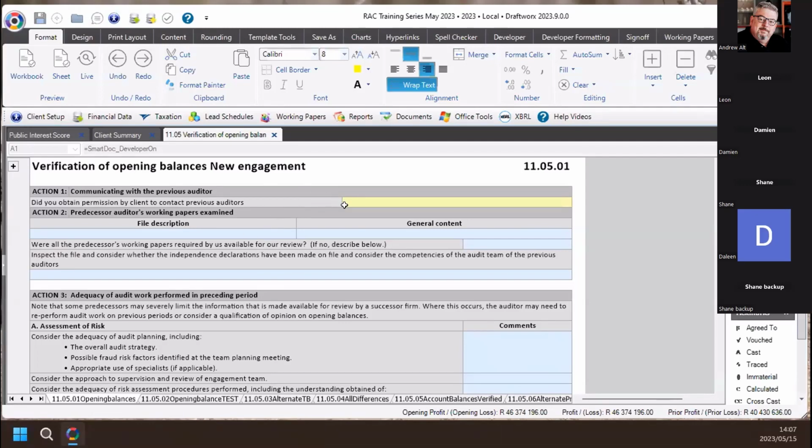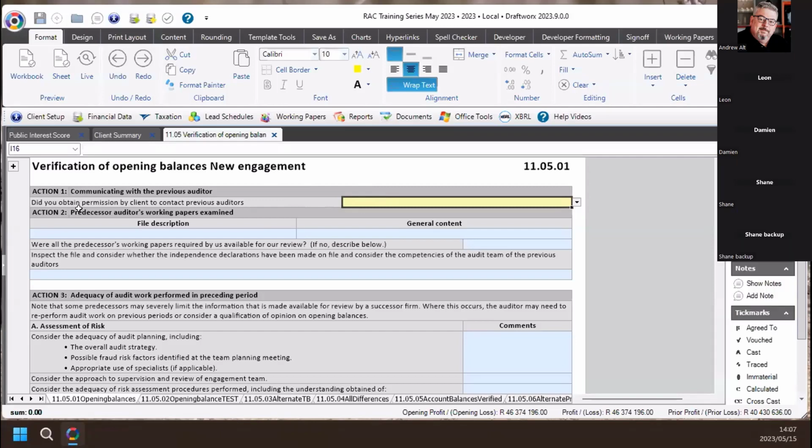But the intention here is to first and foremost go and identify whether we have gotten permission to contact the previous auditors. Coming to us saying, please audit us. We are going to check, have you been audited before? Who were those previous auditors? And may we go and speak to them? Came up quite a bit.